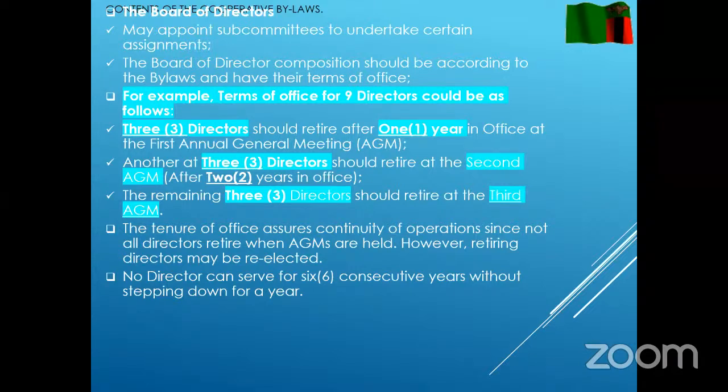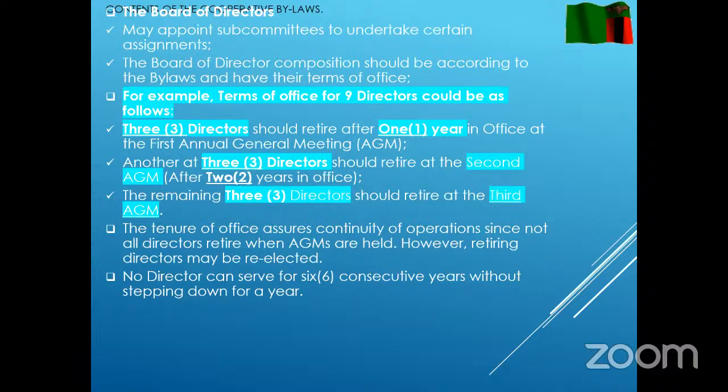Now, let me come to the issue of board of director composition. Your bylaws, for instance, provide for 9 directors. Now, there's what we call terms of office for the 9 directors. To assure that there's continuity and we maintain institutional memory within the cooperative, there's a system that we allow as far as giving terms of office for directors. For instance, if there are 9 directors, 3 directors are expected to retire after 1 year in office at the first annual general meeting. Then another 3 directors should retire at the second annual general meeting. Then the remaining 3 directors should retire at the third annual general meeting.